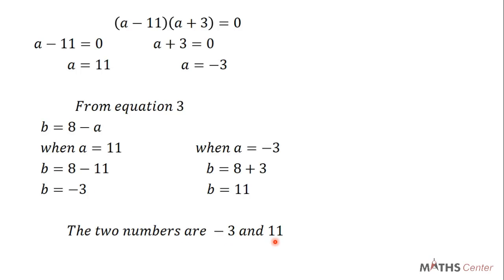And we are right, because the question said that when you multiply those two numbers, you get negative 33. Negative 3 times 11 will give us negative 33. It also says that when you add those two numbers, you get 8. And negative 3 plus 11 will give us 8. So our answers satisfy the conditions that were given to us in the question.